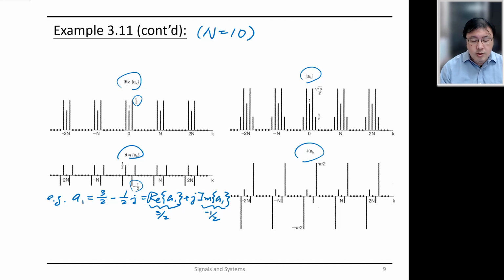Okay, and you see that these values repeat themselves every period. So if you have a 1 at index 0, then you will also have a 1 at index capital N, 2N, and so on and so forth.